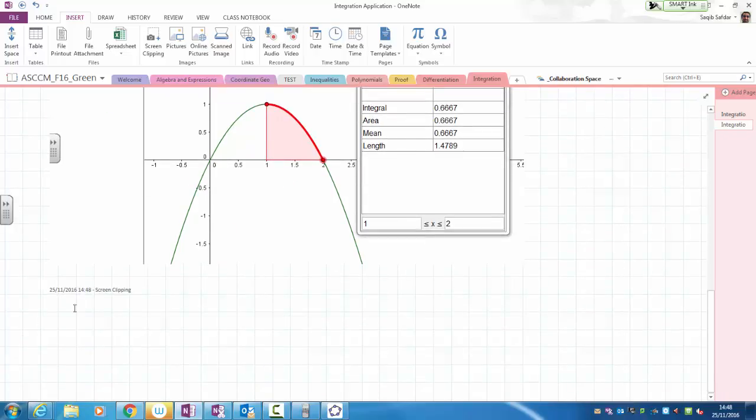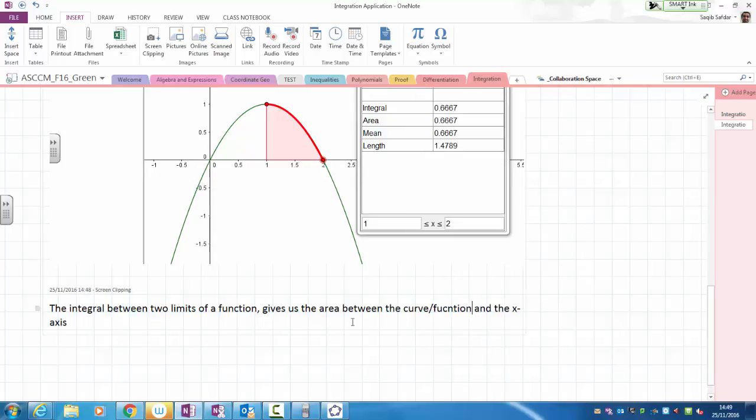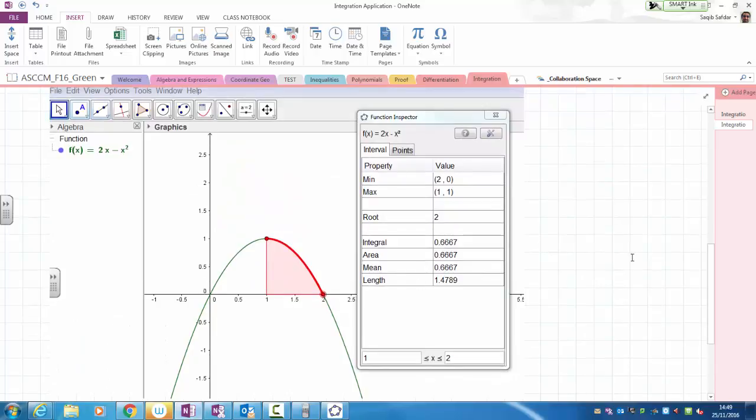Shall we write that down? I'll type it here. Let's write down: the integral between two limits of a function gives us the area between the curve, or function, and the x-axis. Is that okay for everyone? Yeah, and you can see that here. So we've just demonstrated it.